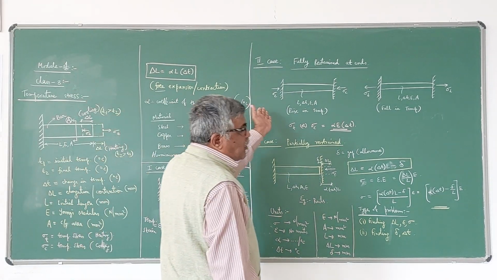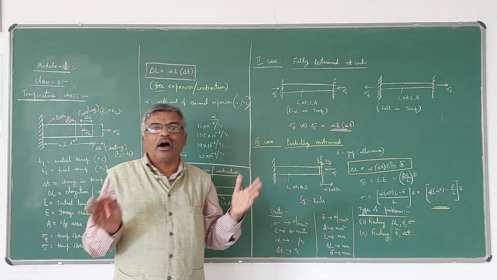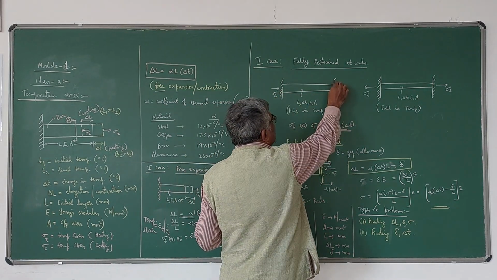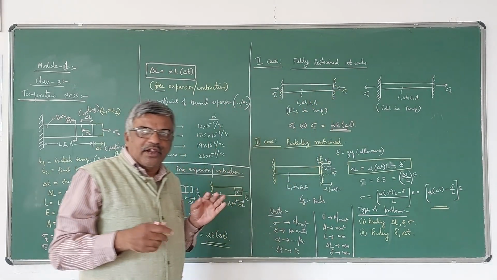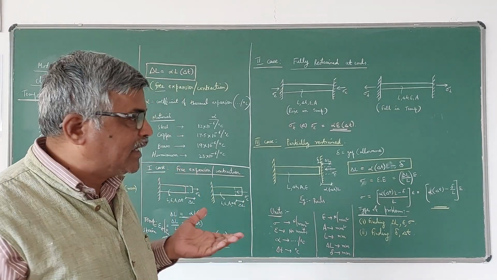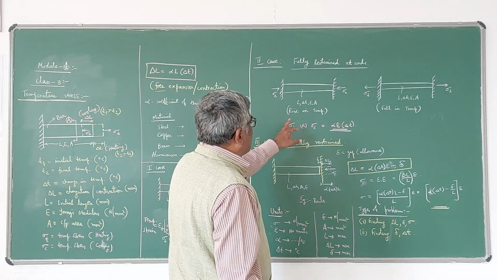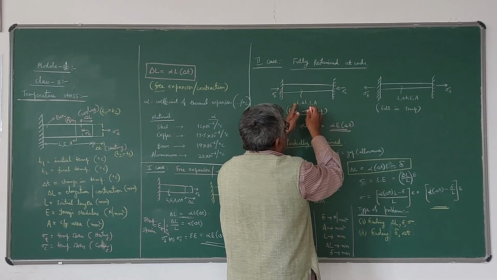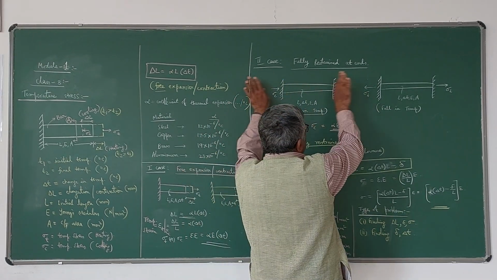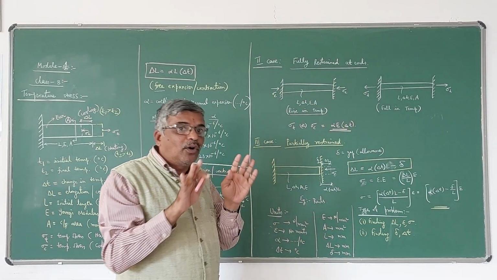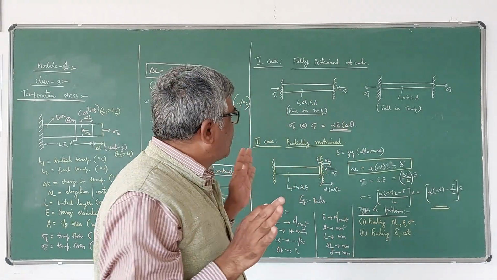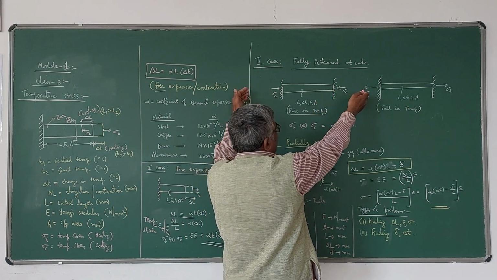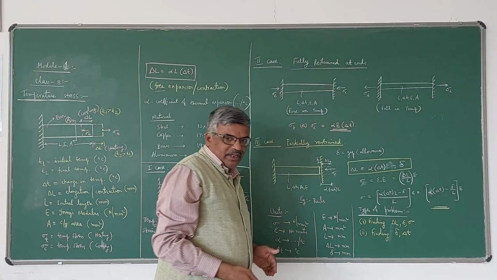Second case is, suppose I restrain the bar at both the ends. This side I have restrained, this side also I have restrained. Restraint means there will not be any deformation. Delta L is prevented. In that case, if there is a rise in temperature, the bar tries to expand in both directions if there are no restraints at the ends. But due to the presence of these restraints, there develops a compressive stress, opposite in nature.